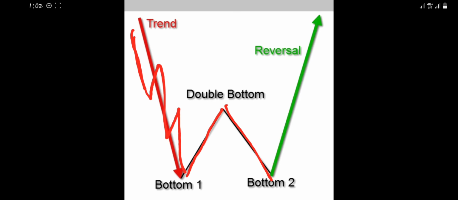All right, guys. So let's go back to our chart and look for a very good example of a double bottom.